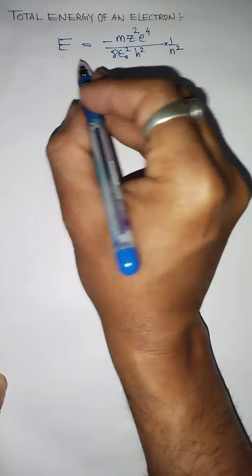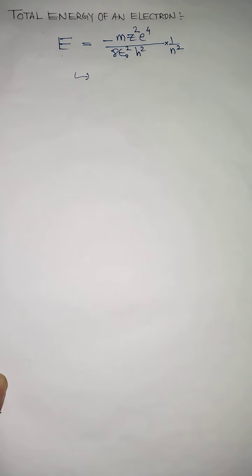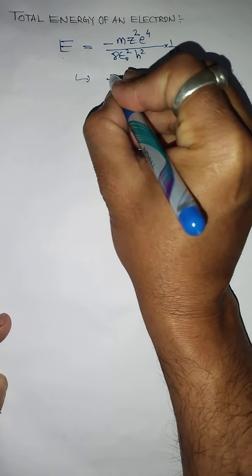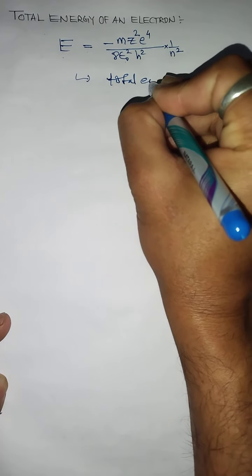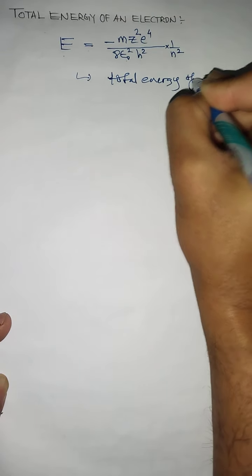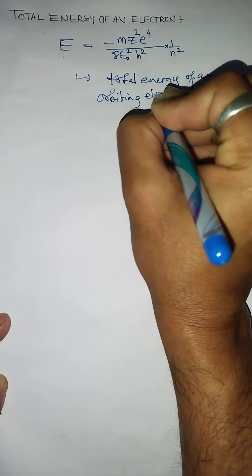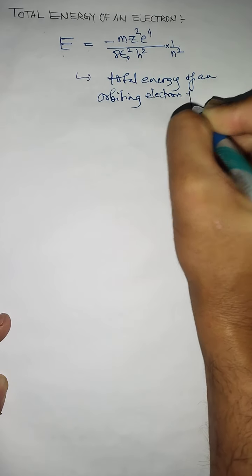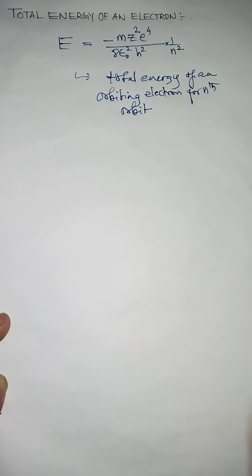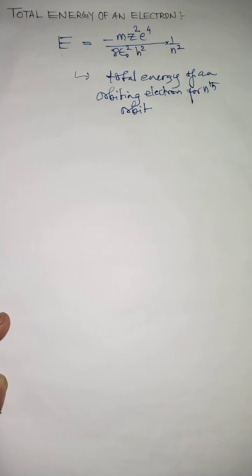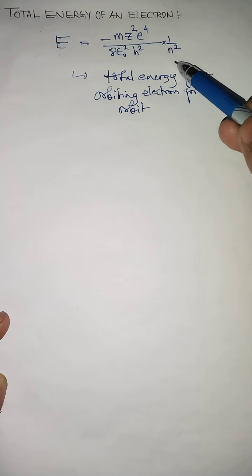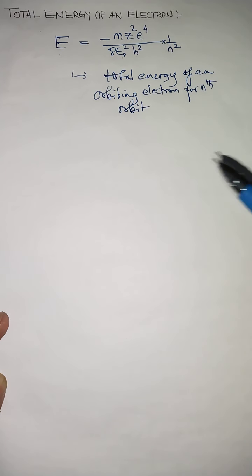That means this particular relation which we have derived is the expression of the total energy of an orbiting electron, meaning the electron which is revolving in the orbit, for the nth orbit. The nth orbit can be any orbit. It can be the first orbit, the second orbit, the third orbit, any orbit. So this is a general expression to measure the total energy of an electron in the nth orbit.